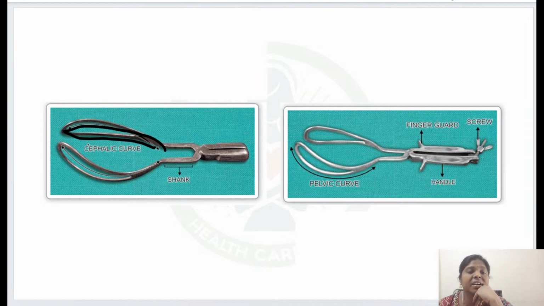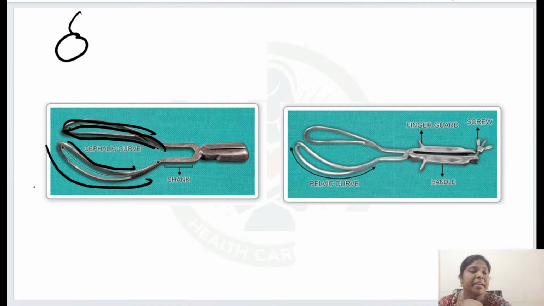The inside curve is called the cephalic curve because this is going to grab the baby's head, right? This is the cephalic curve. And the outer portion, which will be going inside the uterus, is called the maternal curve, or we also call it the pelvic curve.